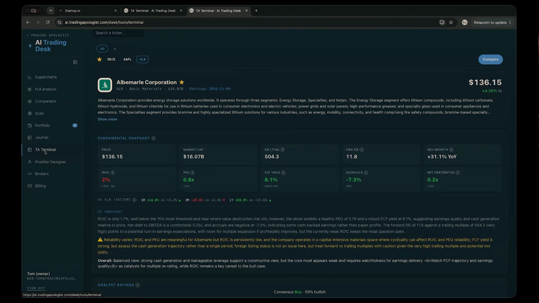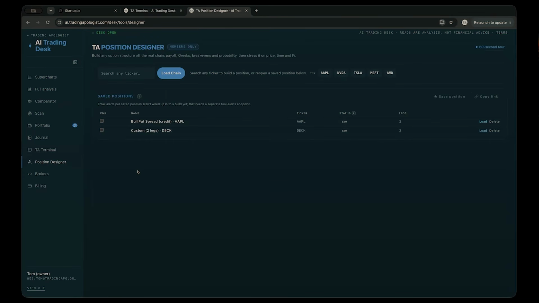And as Quant members, you have access to TA Terminal and Position Designer. The AI Trade Desk, we just can't bundle in because the compute costs are so darn high.